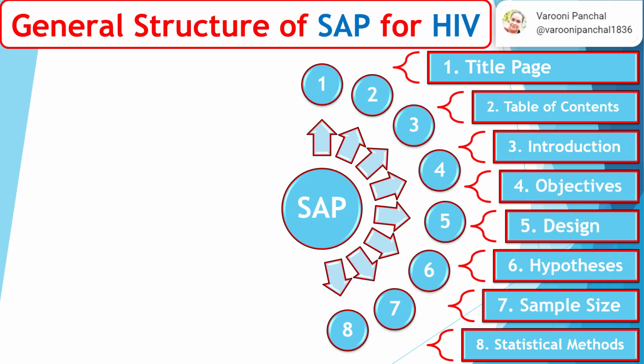Number 8. Statistical methods, general considerations. Intent to treat, ITT, population for primary efficacy analysis. Per protocol, PP, population for sensitivity analysis. Handling of missing data: multiple imputation or last observation carried forward, LOCF, methods for missing efficacy data.